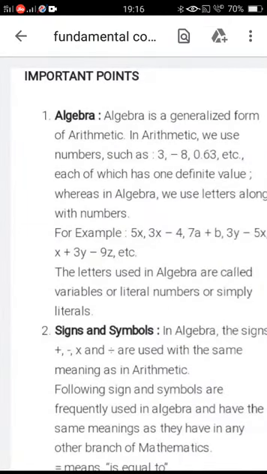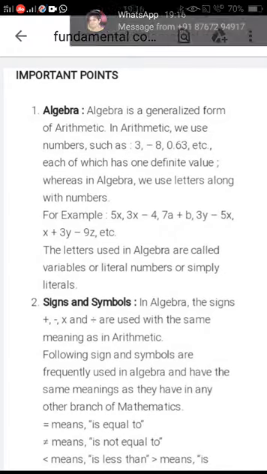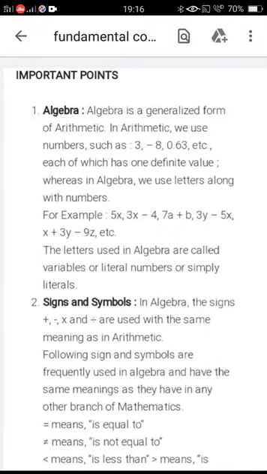Hello children, now we will study the fundamental concept. In this chapter, fundamental concept, this chapter is related to algebra. See now, algebra is a generalized form of arithmetic.